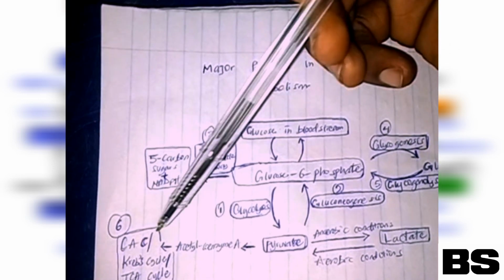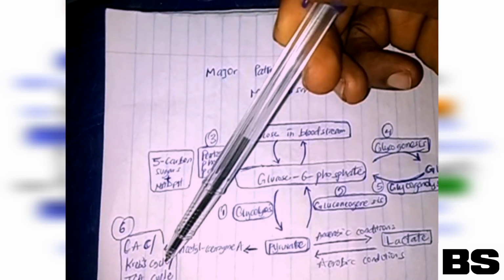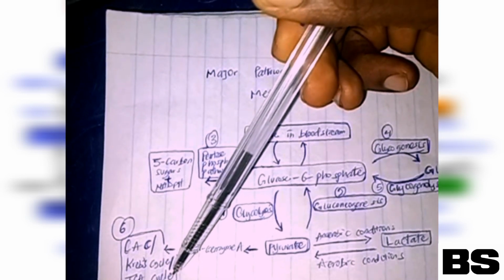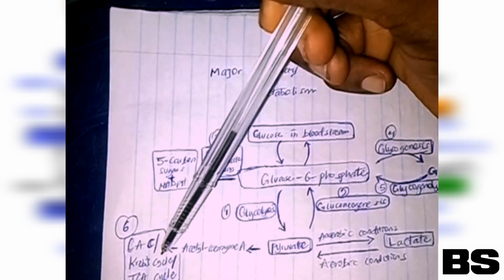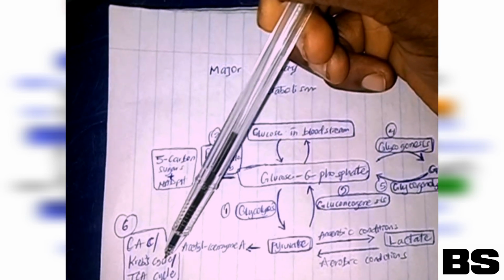So this pyruvate can also be converted to acetyl-CoA. That's when pyruvate enters into the citric acid cycle, or the Krebs cycle, or the TCA cycle. So it is in this cycle now where the glucose is finally converted into what? Into ATP.